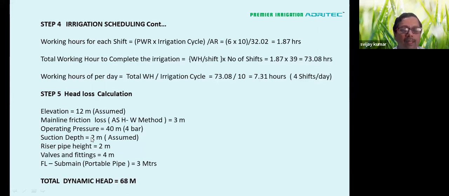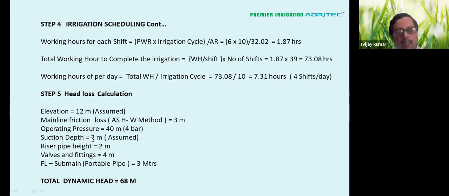The suction from the river, the depth is around 2 meters. The riser pipe, which you need to take up so that it can cover the whole area, is around 2 meters. For the valves and fittings, water flowing through will have friction loss, around another 4 meters. And the friction loss in the sprinkler line, or portable pipeline, will be around 2 to 3 meters. So that is all added.